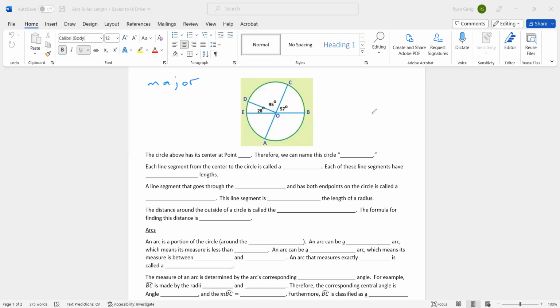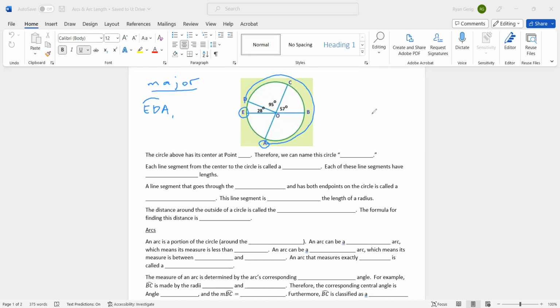Major arcs, you got lots of them. There's not 3 of them here. There's a lot more than 3. I'm going to start at E, and I'm going to go around past B and stop at A. I could name that arc 3 different ways. Arc E, D, and I stop at A. Another way to name that same one would be ECA or EBA.